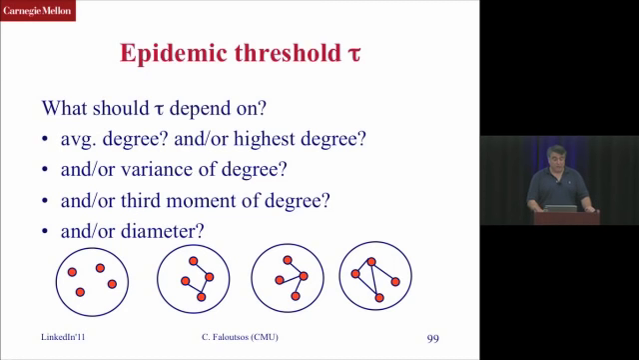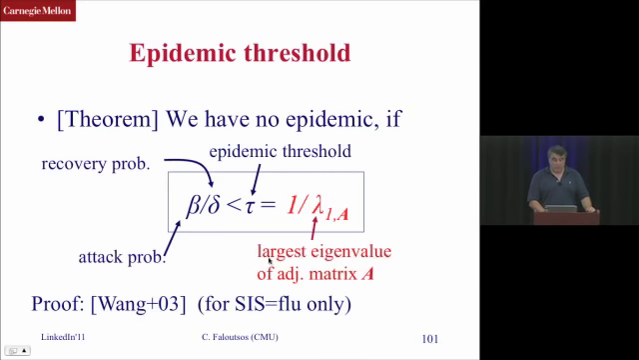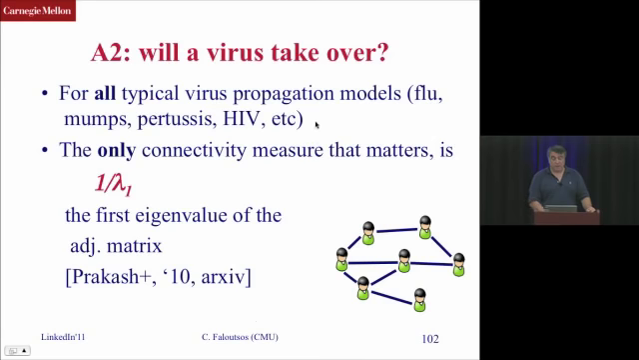What else? How many parameters do we need to study the threshold? It turns out that the threshold depends on only one parameter, the first eigenvalue of the adjacency matrix. It's a long story. We have very elaborate proofs. This is true not only for the SIS virus, the flu virus, but Aditya Prakash, whose photograph we showed before, was able to show that this is the threshold for almost any model of virus that has appeared in the literature. Flu, mumps, pertussis, HIV virus, anything. The only thing that matters from the network is the eigenvalue.